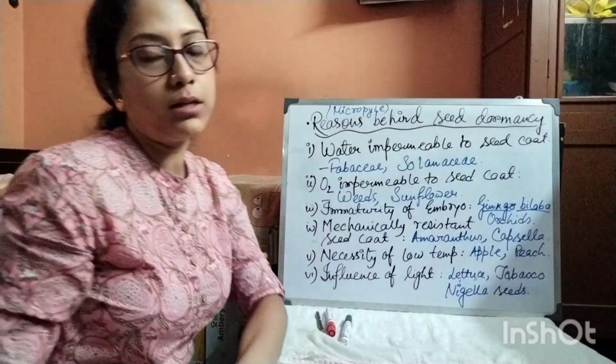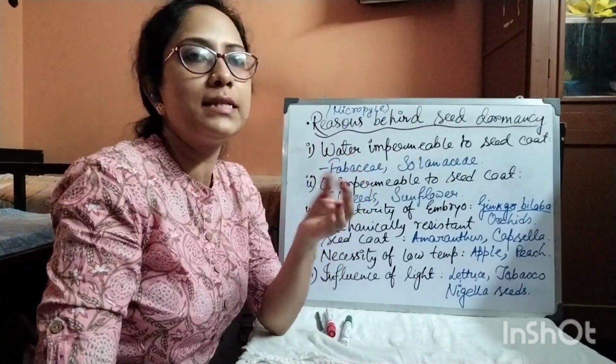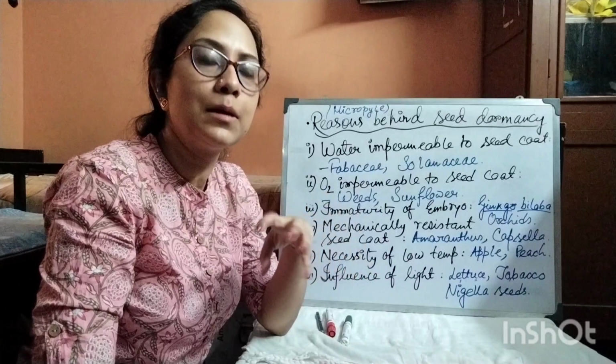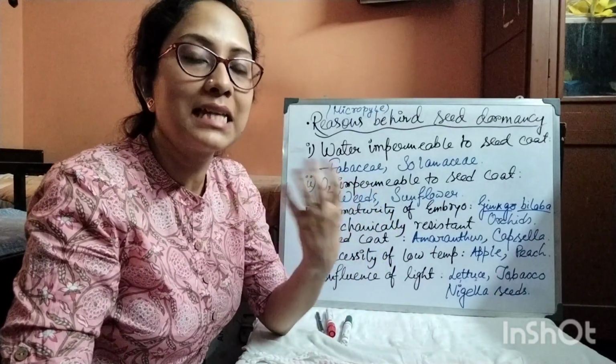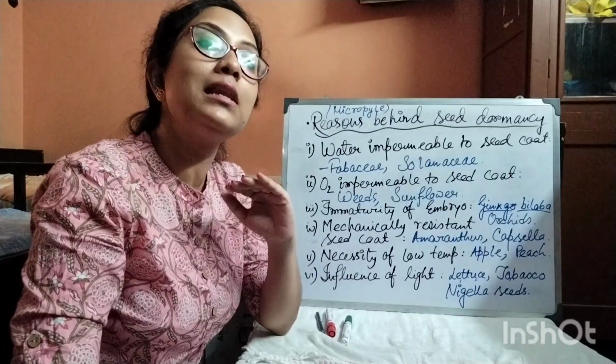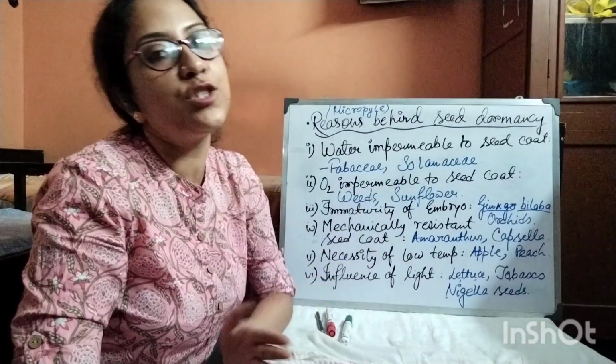Micropyle is a pore by which seeds absorb water from the environment. The water gets entry into the seed coat, starts the metabolic activities, and the seeds eventually germinate.